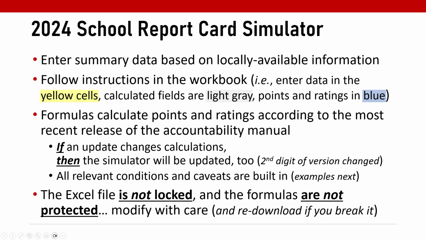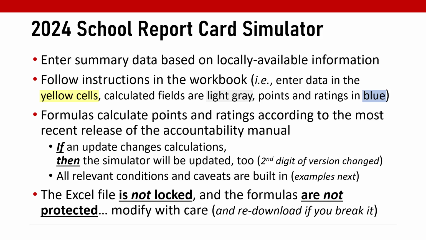In this workbook, you will enter summarized data based on locally available information. The cells in the workbook are color-coded such that you should only enter information in the yellow cells. Unshaded cells contain labels or information. Cells that are gray are either calculated or not used this year, and cells that are shaded in blue hold points and ratings, either for individual indicators or for the overall rating.